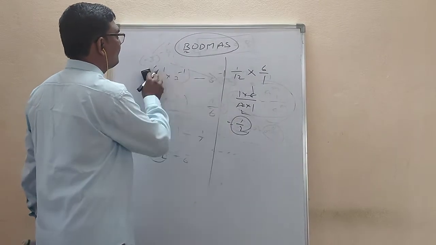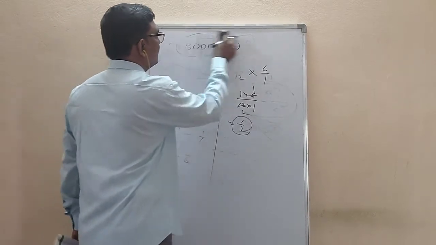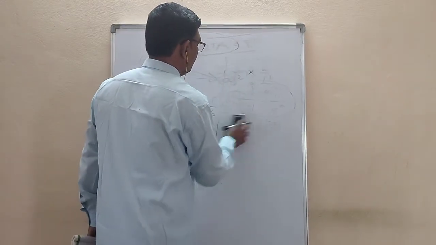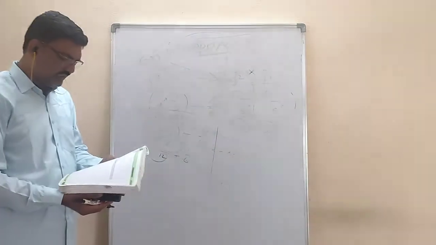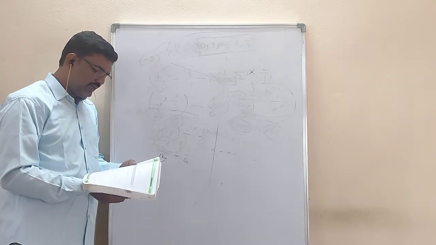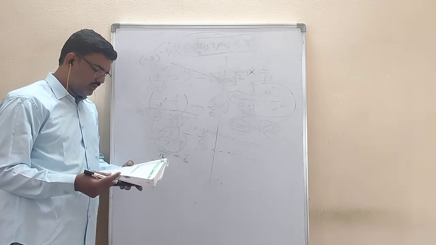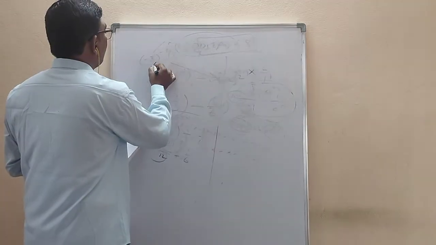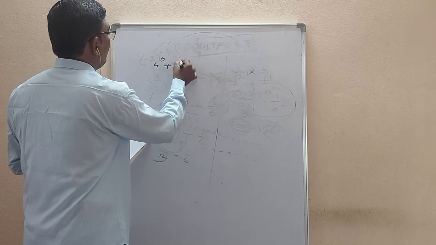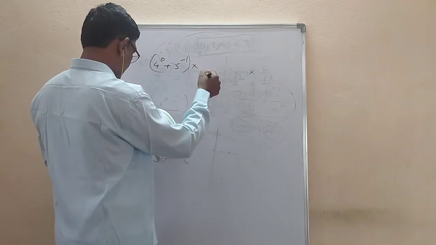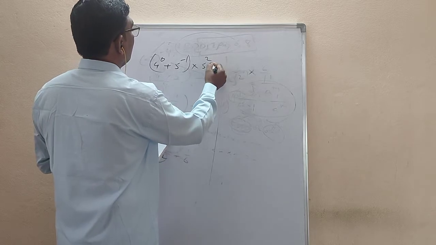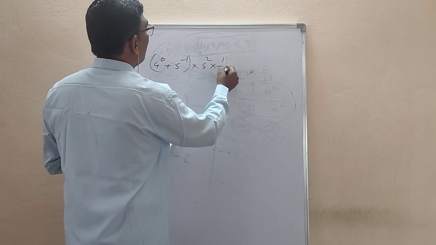Next question. What is the next question? Simplify and give reasons. So 4 power 0 plus 5 to the power of minus 1, into 5 square into 1 by 3.